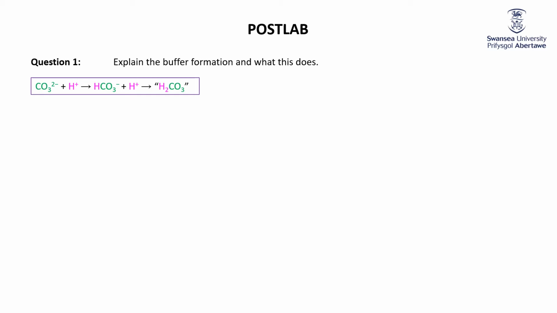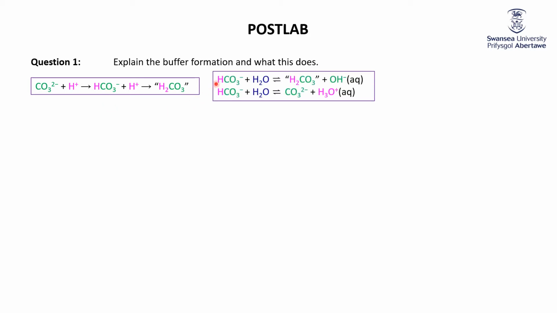So let's look at the Postlab questions, the first part of the Postlab questions. First of all, what's this buffer formation? What does it do? Well, when we've got carbonate and we titrate it with H+, it makes hydrogen carbonate or bicarbonate. And if we titrate that further with H+, we get to carbonic acid. The trouble arises with this bicarbonate presence in there because it is amphiprotic. Bicarbonate in water can act as a base to make the carbonic acid, picking up the H+, or hydrogen carbonate can react with water such that it acts as an acid, donating the proton to water, leaving behind the carbonate.